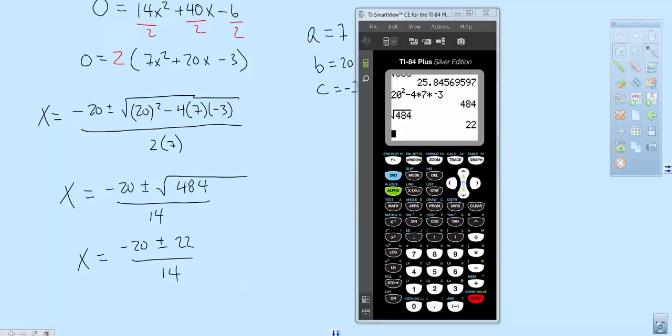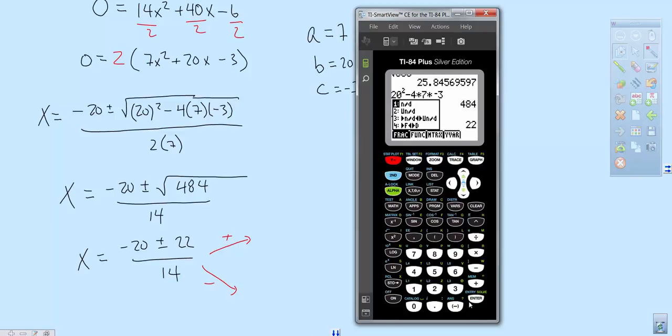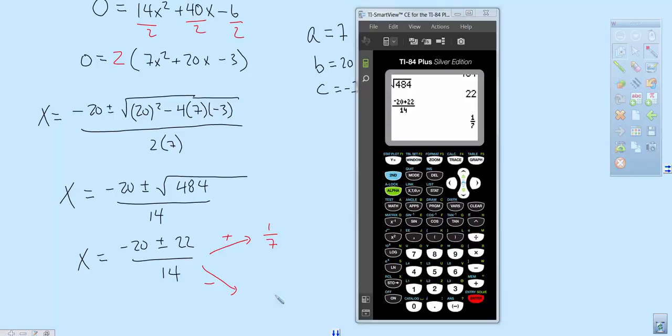We still need to use our calculator to find both answers. So we still have the plus answer and we still have the minus answer, but that's no big deal. So now using our fraction key, we've got negative 20 plus 22. Oh, that's too many 2's. Over 14. So one answer is 1 over 7.